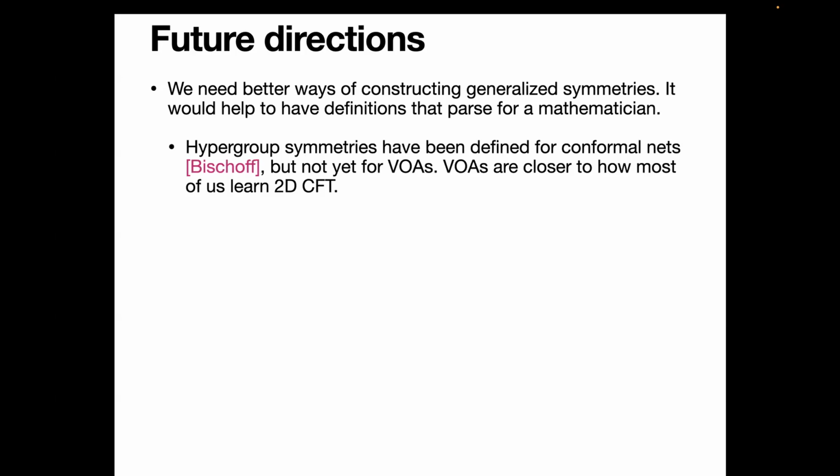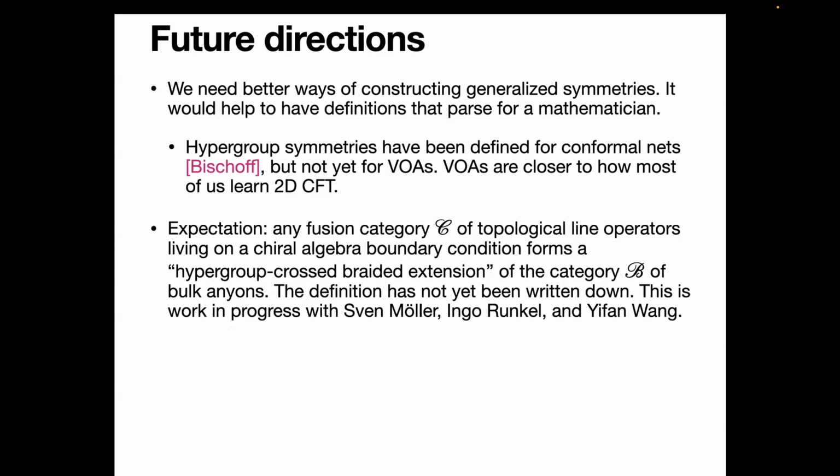And part of the issue is that there's not really good definitions yet. So for conformal nets, there are definitions, but it's really hard to use conformal nets to understand examples. They're better for proving abstract theorems. And for VOAs, nobody has managed to write down what it means for a hypergroup to act that isn't just like pictures that I drew. So it'd be nice to improve that situation.